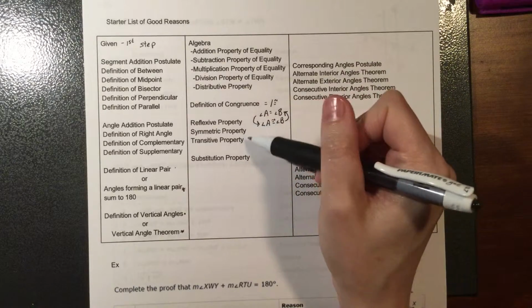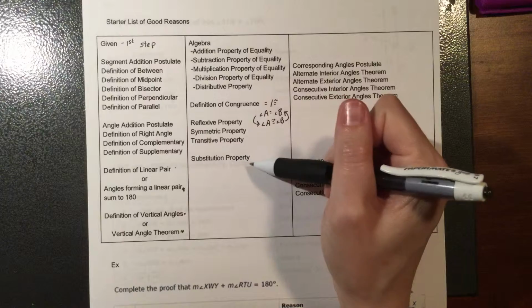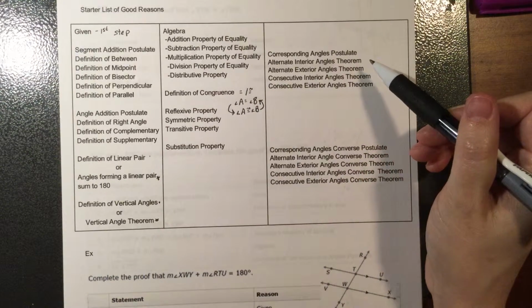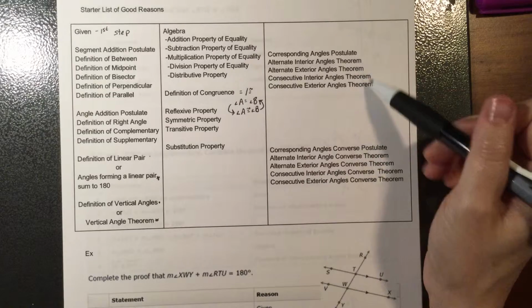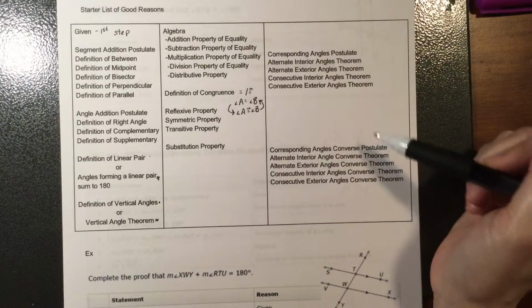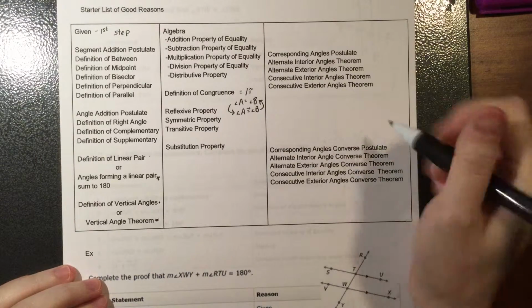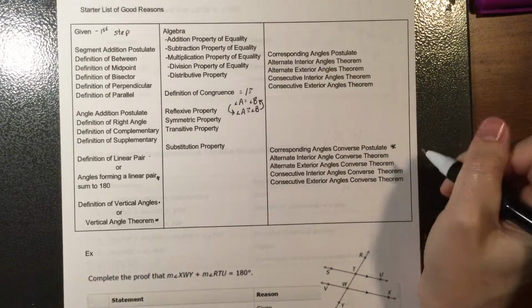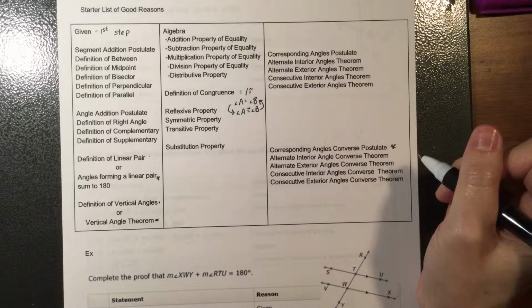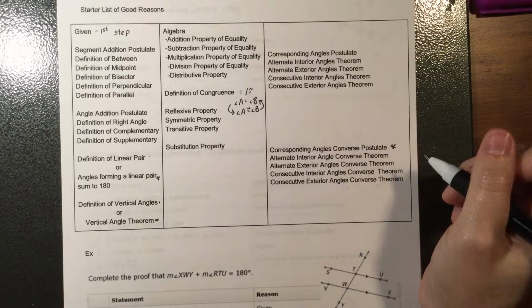And there's your reflexive, symmetric, transitive properties, substitution, and then there's the corresponding angles, those two lines and a transversal. And then you can do the converse for all of them, but the most used and the one you're probably only going to see is the corresponding angle converse postulate, so that's why I told you about that one.